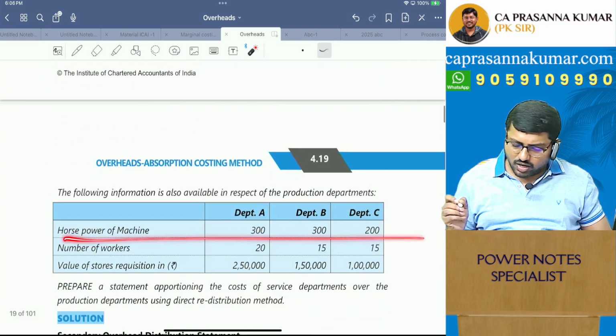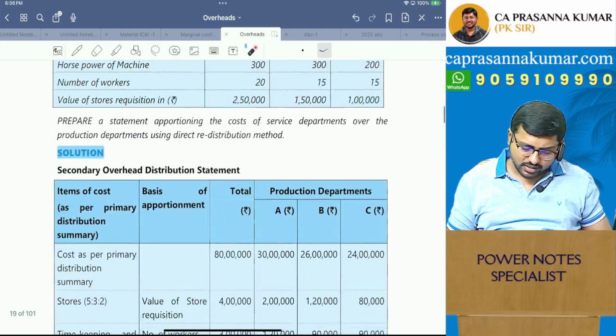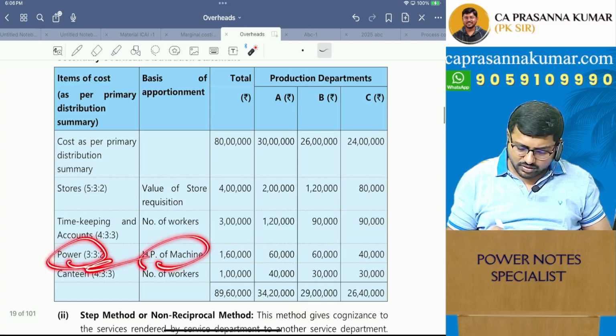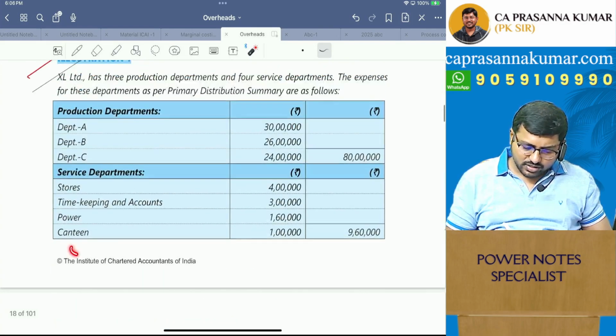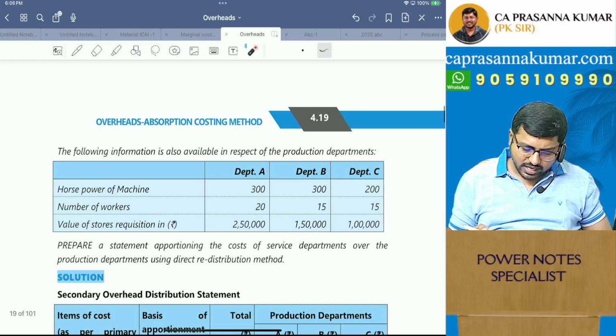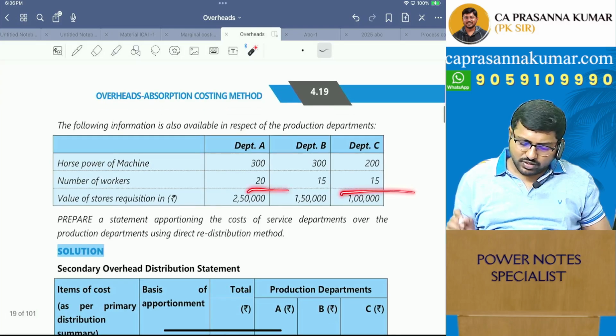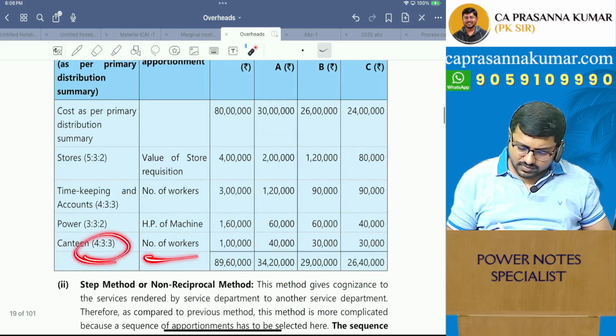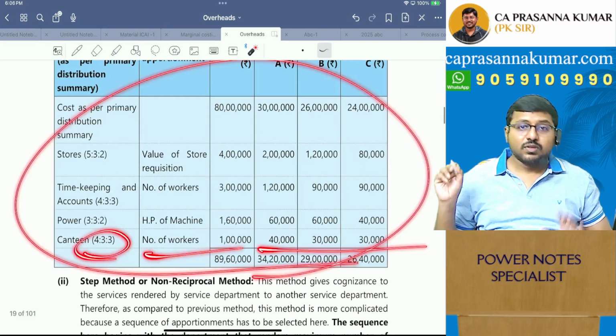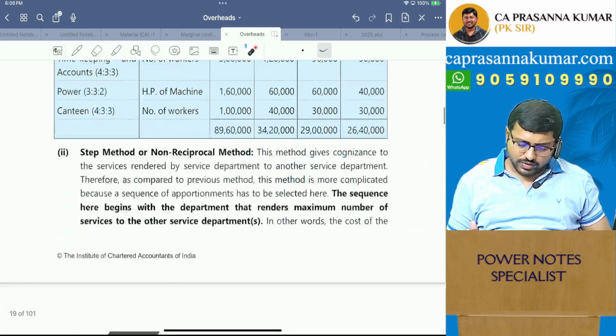That will be based on horsepower of the machine, 3 is to 3 is to 2. Correct? Power, horsepower of the machine, 3 is to 3 is to 2. Divide. Next, canteen 1 lakh in the ratio of what? Canteen means who will come and eat? Workers only. So 20 is to 15 is to 15, or 4 is to 3 is to 3. That's it. Done. Easy peasy. Moving on.